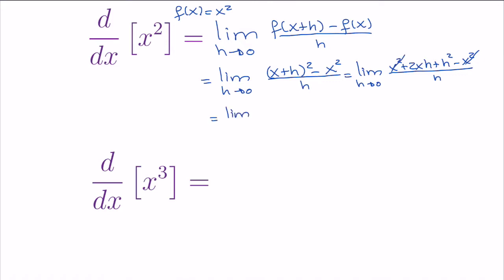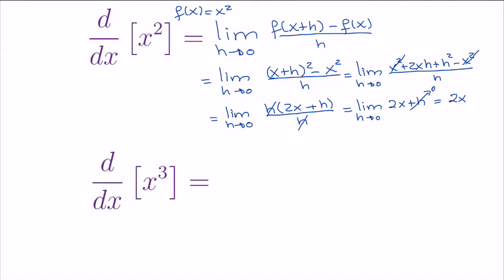The x squared cancel, and we have the limit as h approaches 0 of, I'm going to factor an h here, h times 2x plus h over h. The h cancel out, so we get the limit as h approaches 0 of 2x plus h. And when we take the limit, h approaches 0, so this is 2x. So the derivative of x squared is 2x.